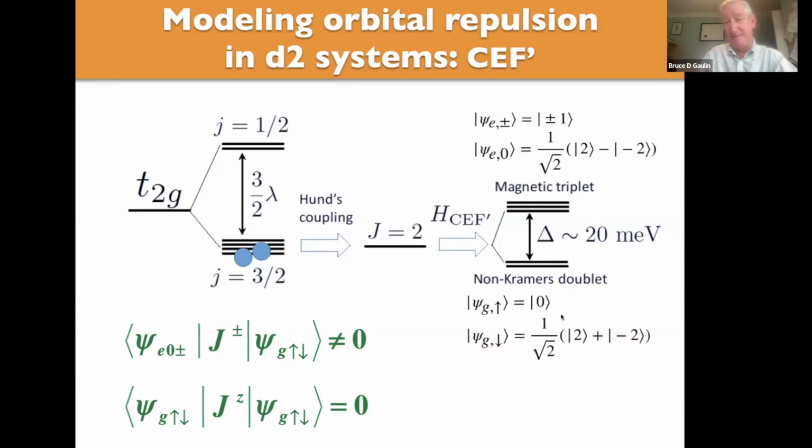Nonetheless, if you're in a J equals 2 MJ basis, then these are the wave functions, and you can work out that all the matrix elements of all the components of J within the ground state are 0, so you really wouldn't observe any magnetic neutron scattering. But there are non-zero matrix elements that connect J plus and J minus, from the ground state doublet to the excited state triplet. So this would account for the inelastic scattering without the elastic scattering.